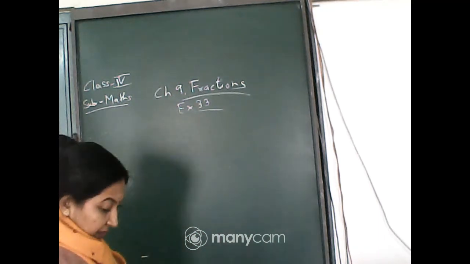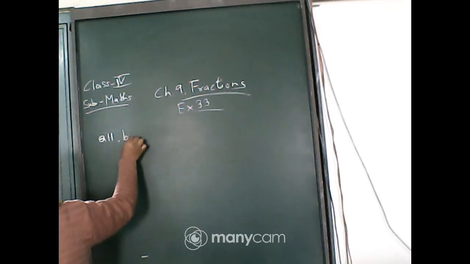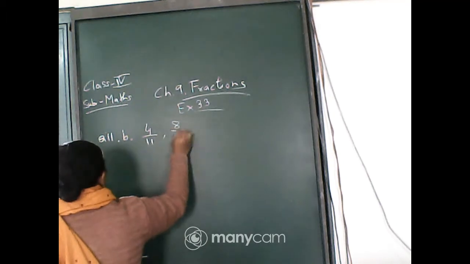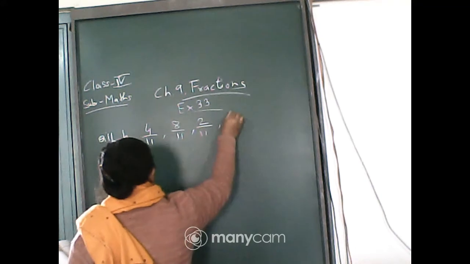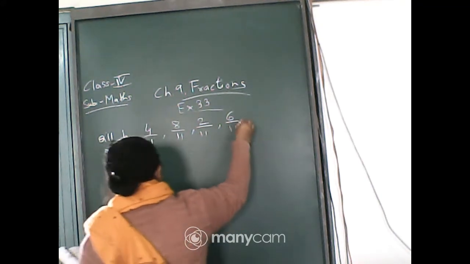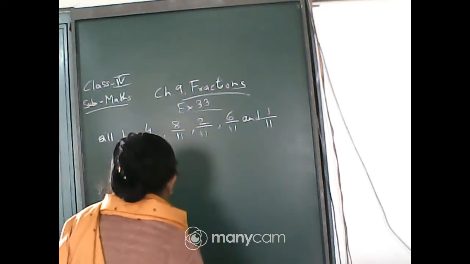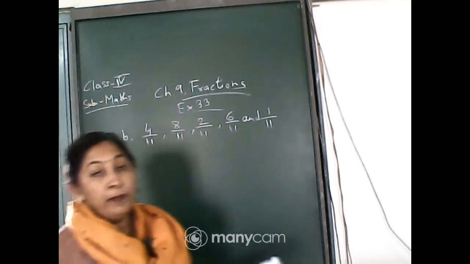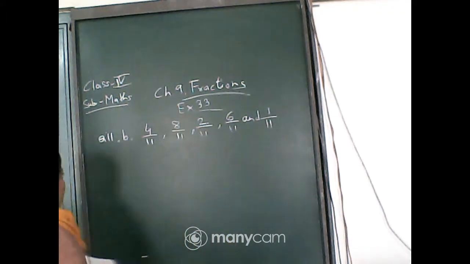This is question number 11. Suppose I am doing part B. It is given 4 by 11, 8 by 11, 2 by 11, 6 by 11 and 1 by 11. You have to arrange in descending order, and as you know, descending order means from bigger to smaller. That means you have to write in the decreasing order. Okay, so let us write this one.